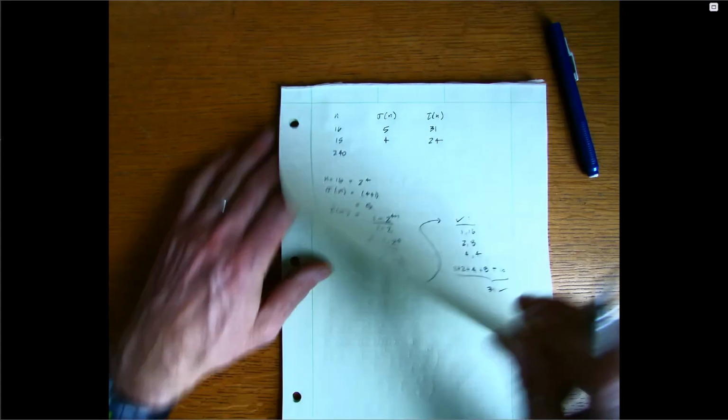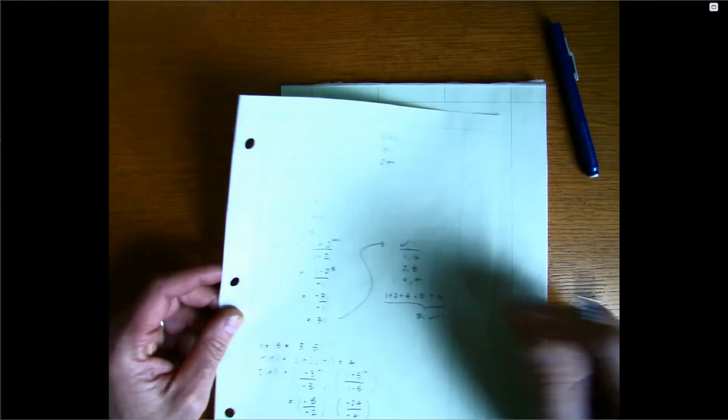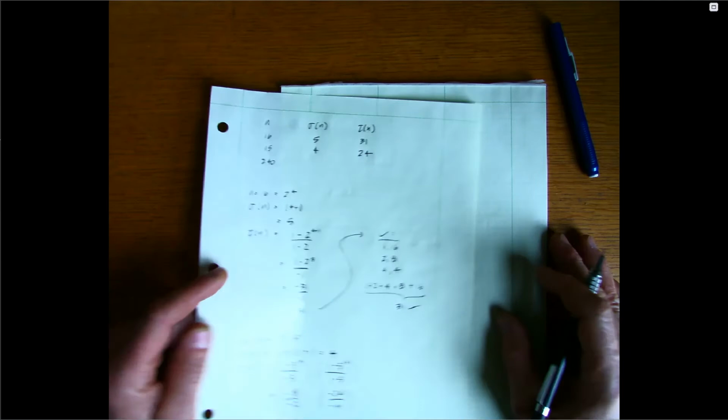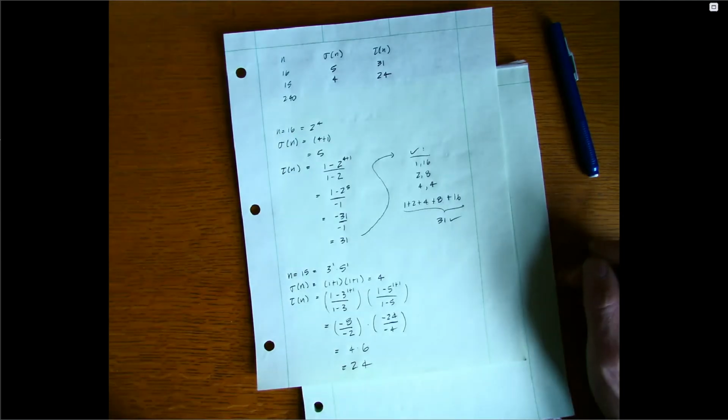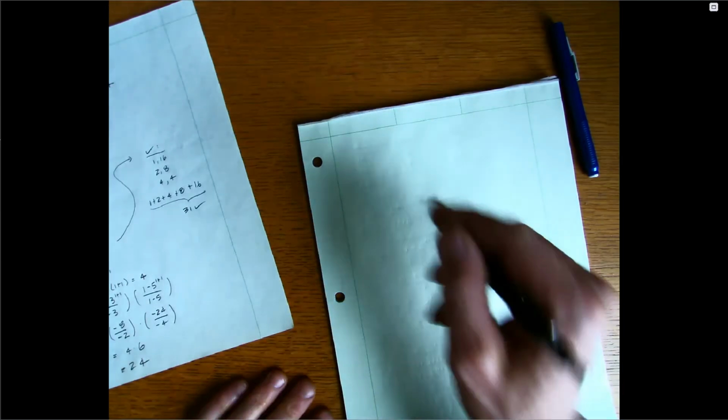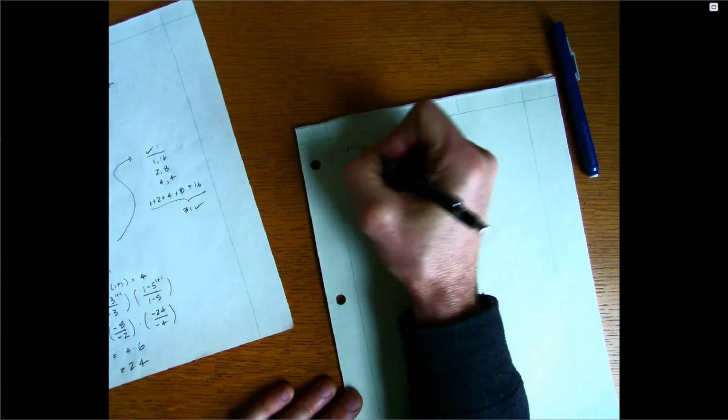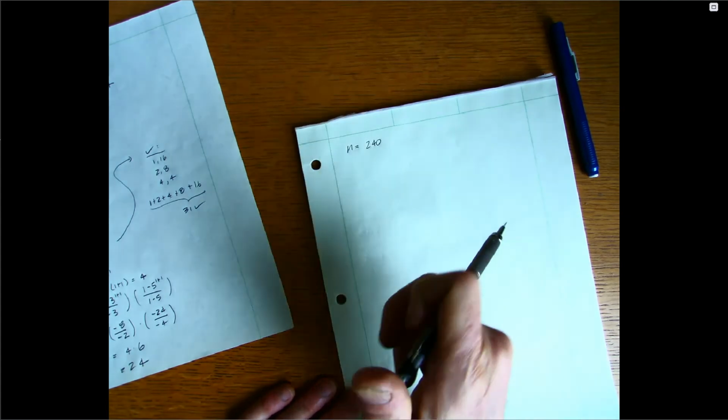Let's go ahead and tear off another sheet. I'll make sure and make this into a PDF and make it available to you. I hope you can read it fairly well on the video. Let's try one more. Let n be equal to 240.